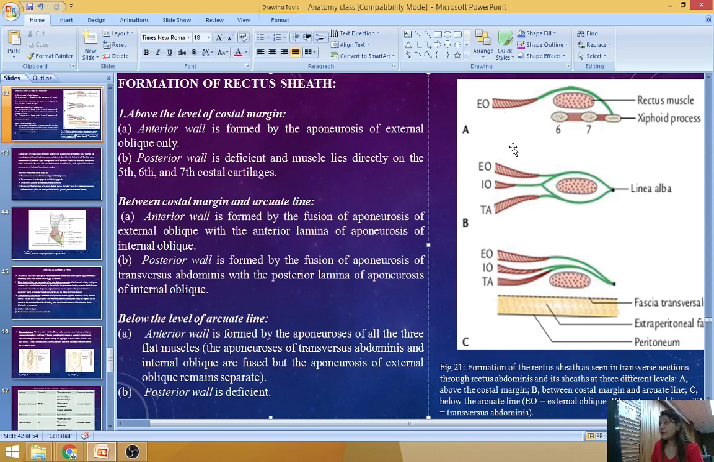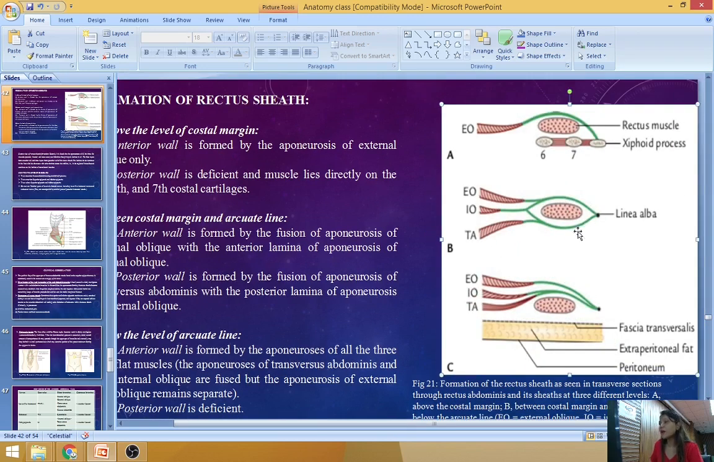So above the costal margin, this posterior wall is deficient. Between the costal margin and the arcuate line, you have the posterior wall. And below the arcuate line, again the posterior wall is deficient. Now in between the costal margin and the arcuate line, the anterior wall is formed by the aponeurosis of the external oblique and the anterior lamina of the internal oblique, and the posterior lamina of the internal oblique and the aponeurosis of the transversus abdominis form the posterior wall.